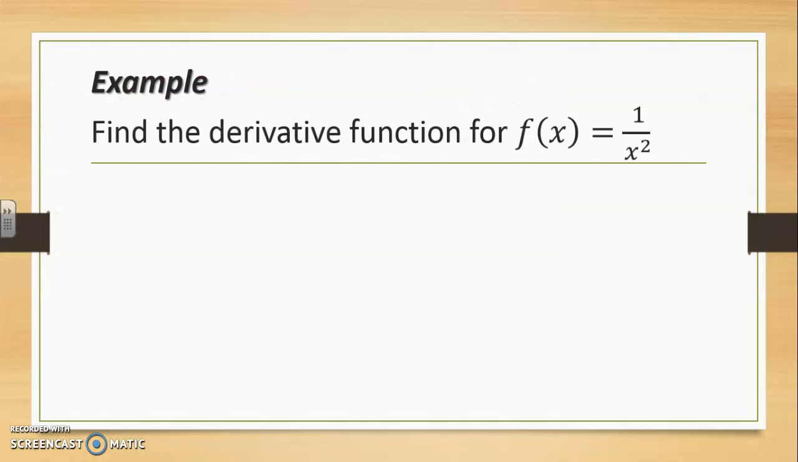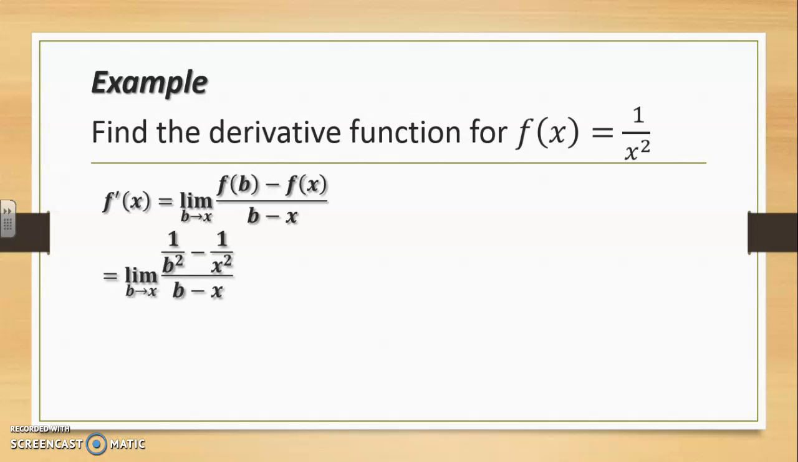One last example. Here's a rational function, f of x equals 1 over x squared, always using the same definition, which happens to be more convenient for the most part when it comes to polynomials, rationals, and radicals. So f of b minus f of x will convert into 1 over b squared minus 1 over x squared, over the change in x, which is b minus x.